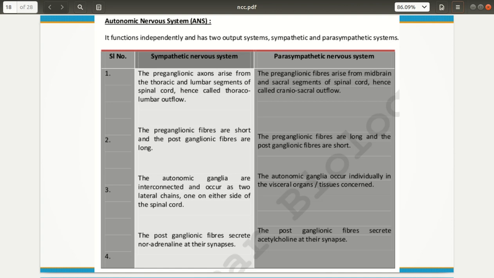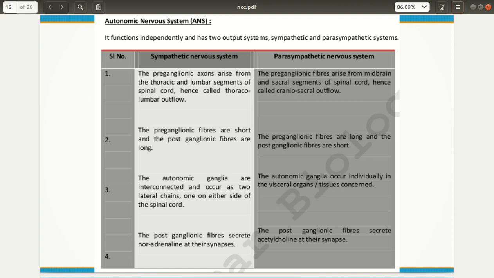outflow. The preganglionic fibers are very short and the postganglionic fibers are long in case of sympathetic nervous system. The preganglionic fibers are long and the postganglionic fibers are short in case of parasympathetic nervous system.